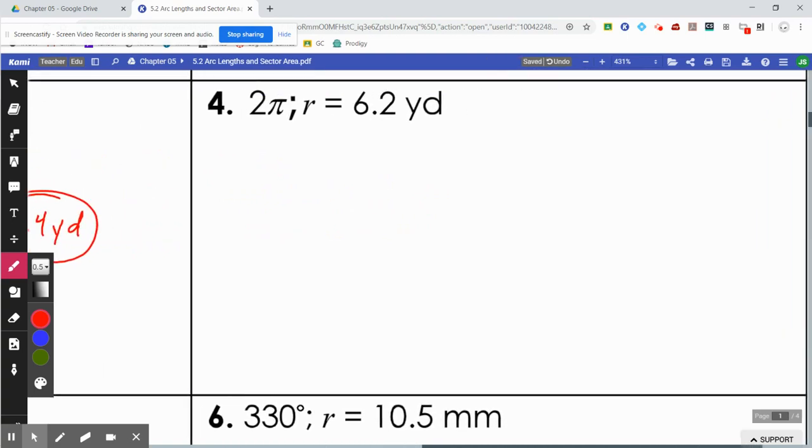Number 4, 2 pi. Now, if you'll notice, that's actually the entire circle. 2 pi, what we're actually finding here is circumference. So let's see how we're going to do that.